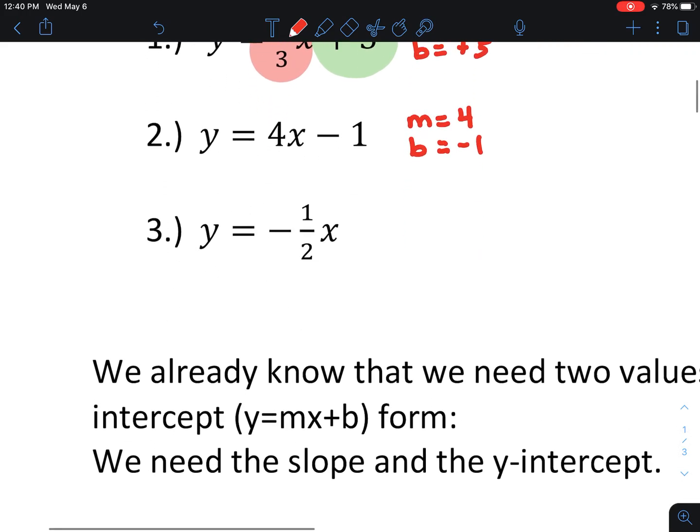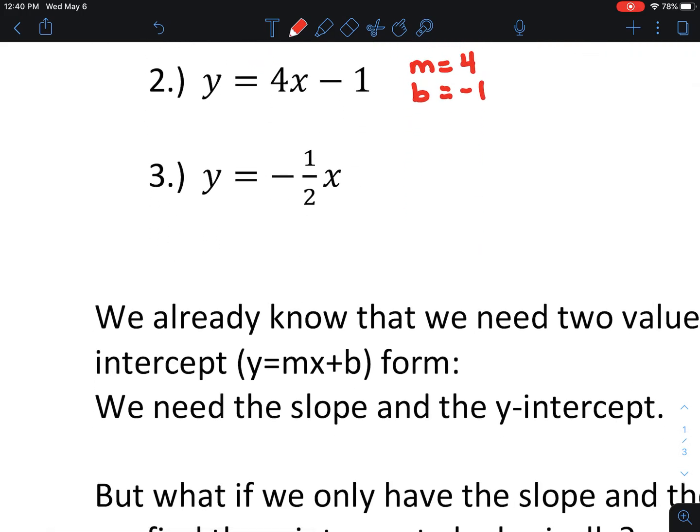-1. Good job. All right, last one, number 3. What is the slope of that line? The slope is -1/2. What about the y-intercept?